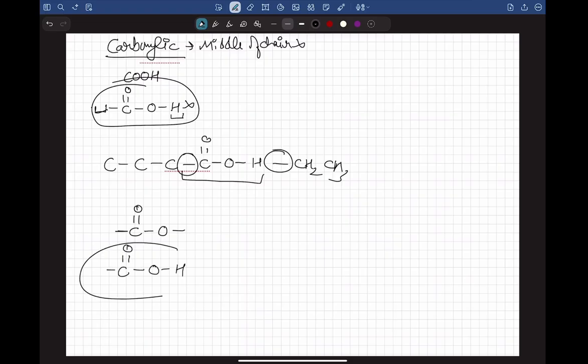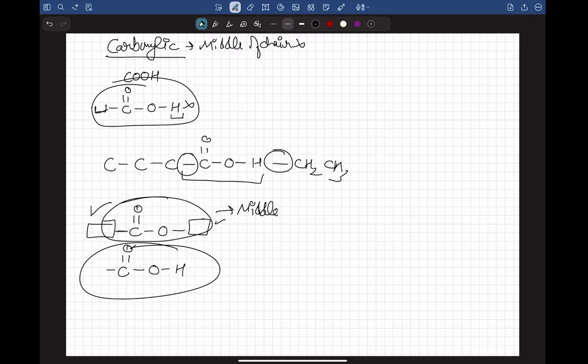This is carboxylic acid and the top is ester. Now ester has two bonds free, one on the left and one on the right. That means ester will only be present in the middle of the chain. It cannot be present on the terminals. So I'm hoping this clears the confusion of carboxylic and ester.